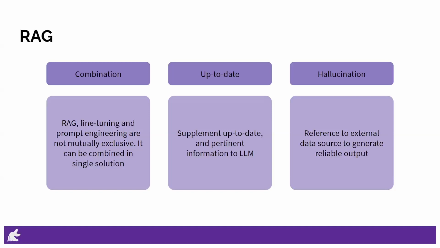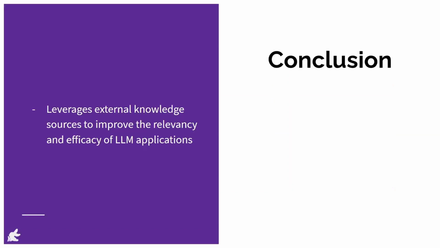This means that when generating responses, RAG can provide references to the specific sources of information it draws upon. This allows human users to verify the information independently, ensuring transparency and accountability. Overall, RAG is an architectural approach that leverages external knowledge sources to improve the relevancy and efficacy of LLM applications. By combining information retrieval with text generation models, RAG enhances the capabilities of LLMs and enables them to provide more accurate and up-to-date responses.